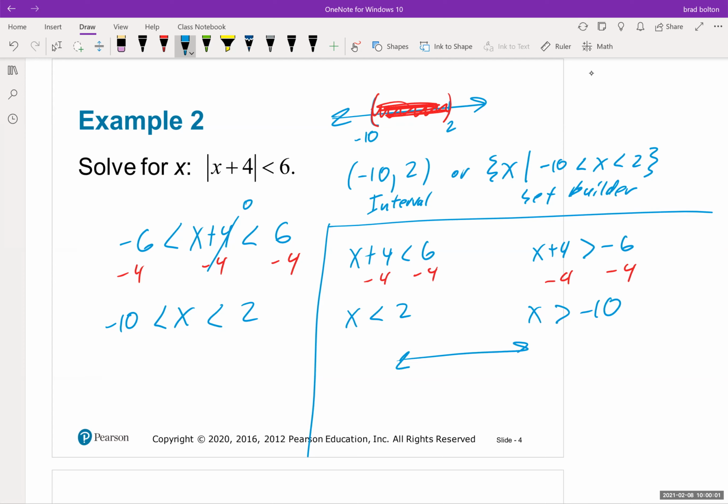I draw the number line. This one says greater than. Here's negative 10. Here's 2. This one says I shade to the right of negative 10. This one says I have to shade to the left of 2. And then once again, we have our solution set of negative 10 to 2 because we know it's an and statement. Okay, so again, we know that less than or equal to in absolute values is an and statement. Either method you want to use will work.